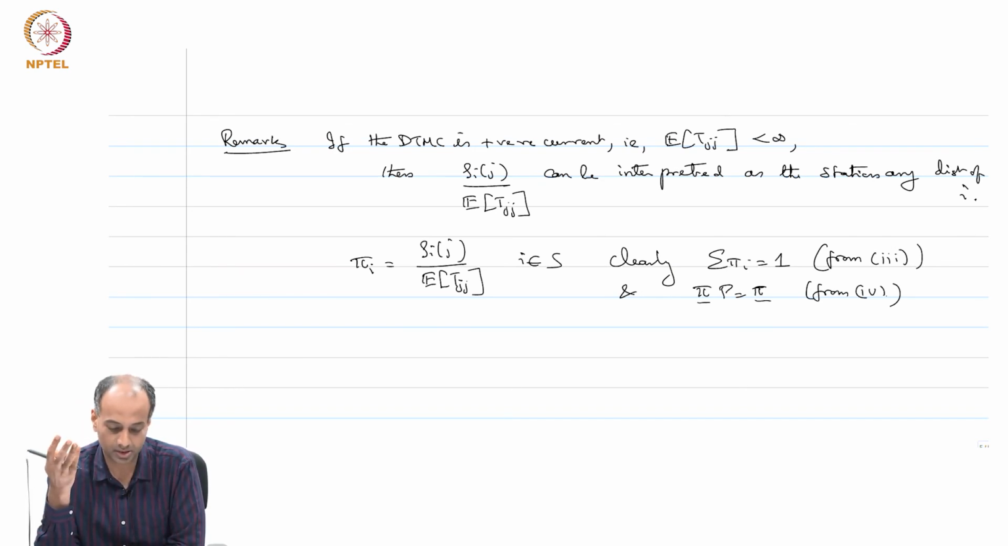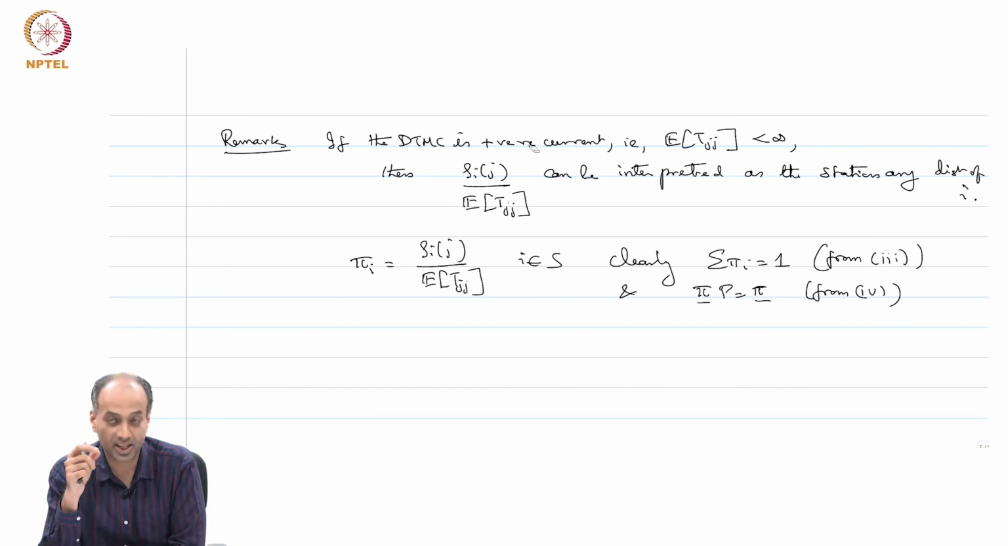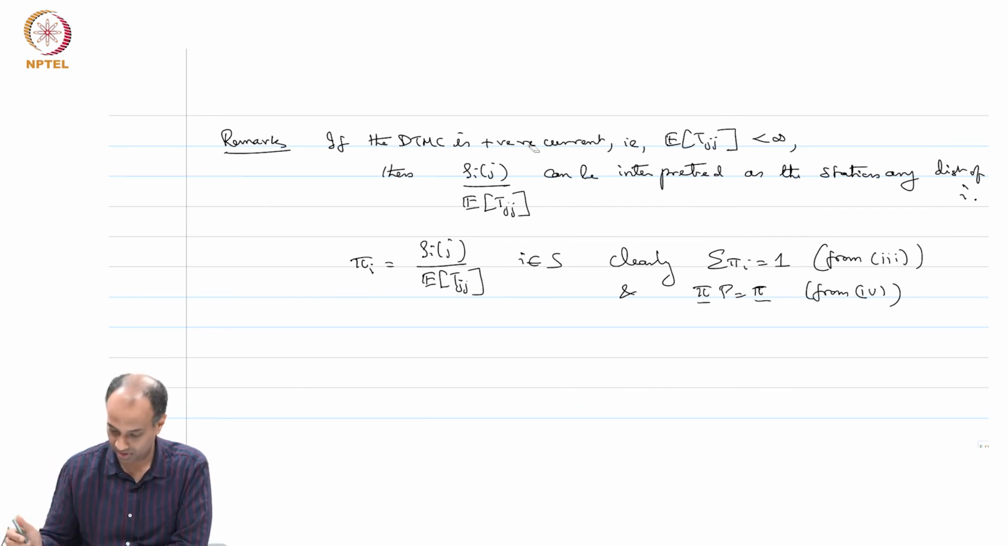So, further, if the DTMC is positive recurrent, I can take this rho_ij and divide it by expected T_jj and interpret this as pi_i, okay. Call this pi_i, and this pi_i will be a distribution over all the states in the sense that it sums to 1, and pi P will be equal to pi, it will be a stationary distribution, okay.